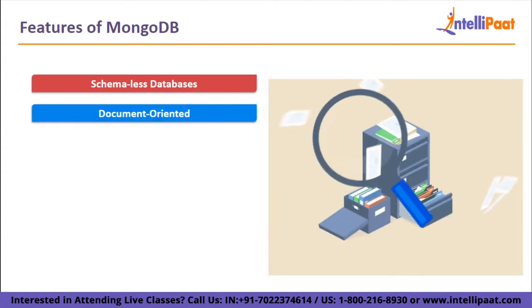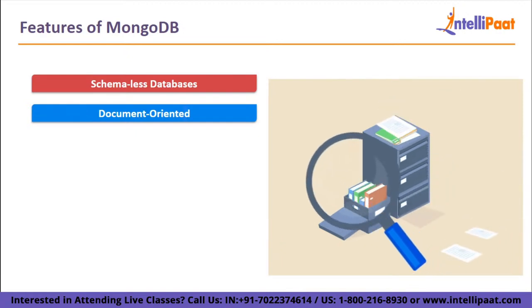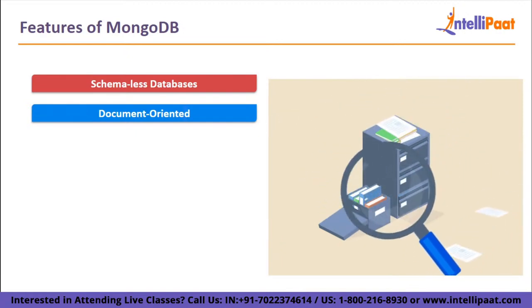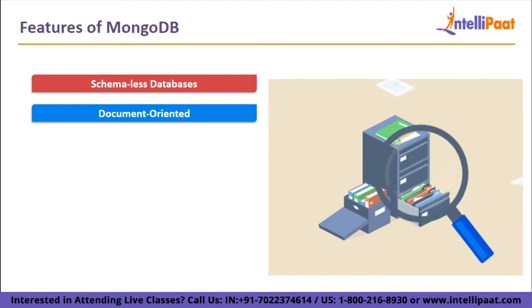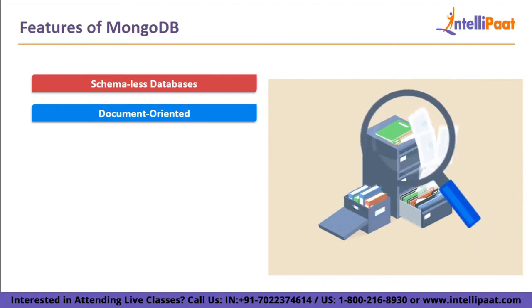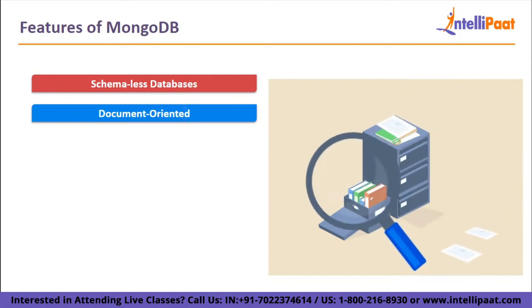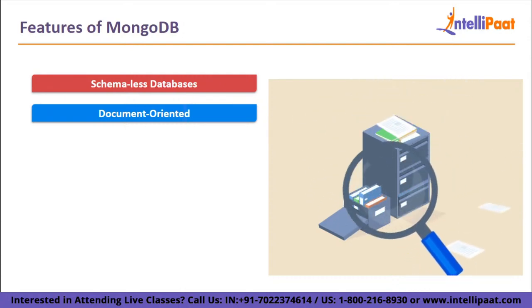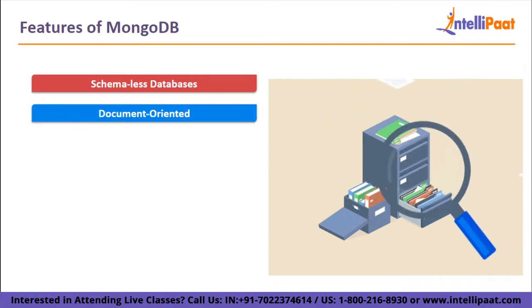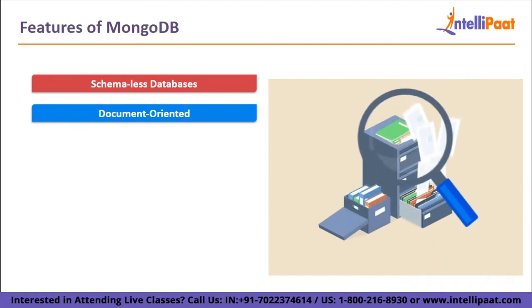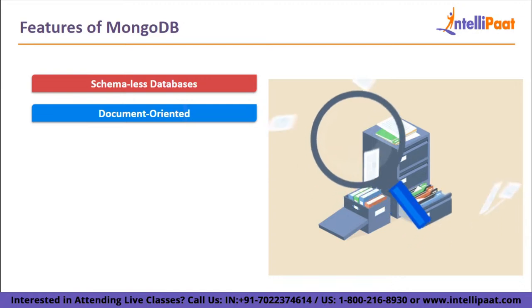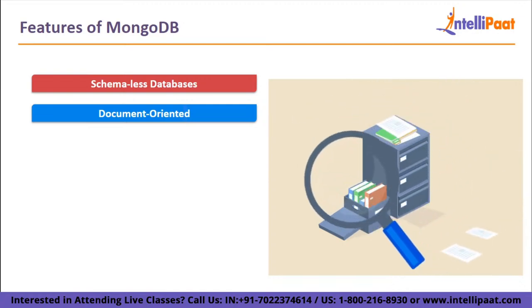Next feature we have is document-oriented. Unlike RDBMS, MongoDB stores all of its data in documents rather than tables. In contrast to RDBMS, the data in these documents is significantly more flexible because it is stored in fields, that is key-value pairs, rather than rows and columns. Additionally, every document has a distinct object ID.